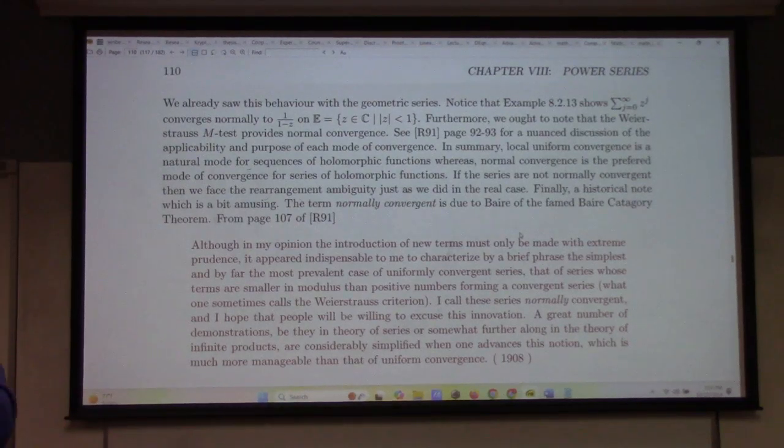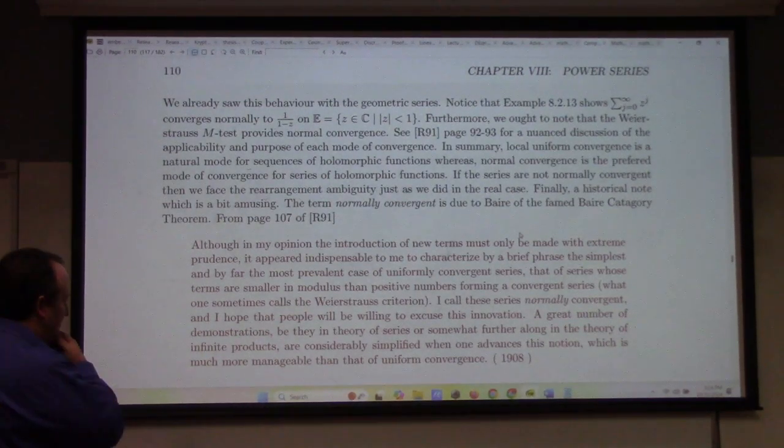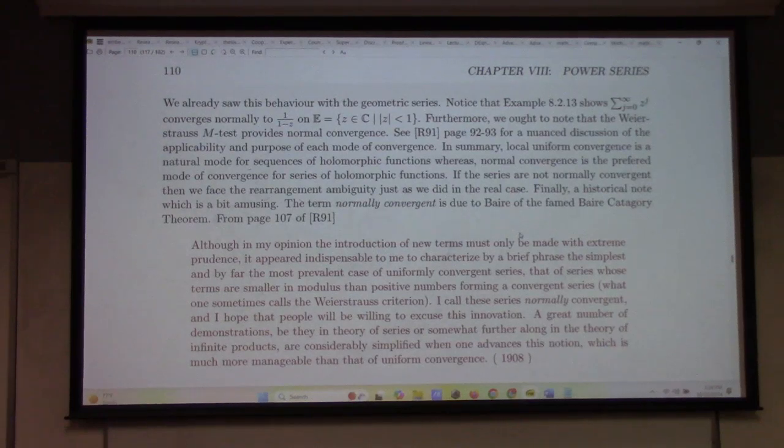So humble. "A great number of demonstrations, be they in the theory of series or somewhat further along in the theory of infinite products, are considerably simplified when one advances this notion, which is much more manageable than that of uniform convergence." So he's preferring normal convergence to uniform convergence.